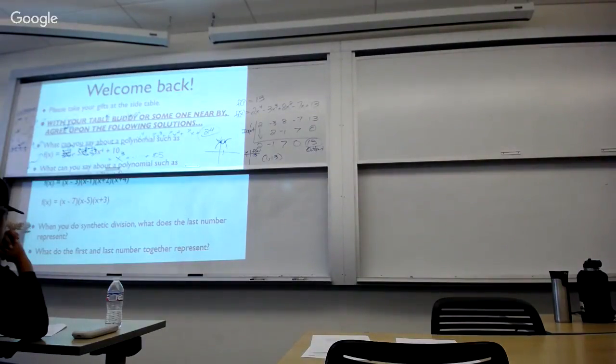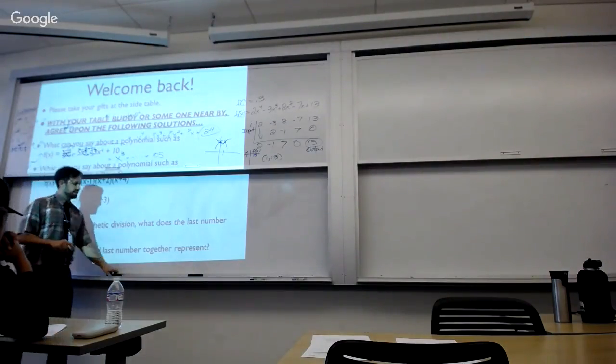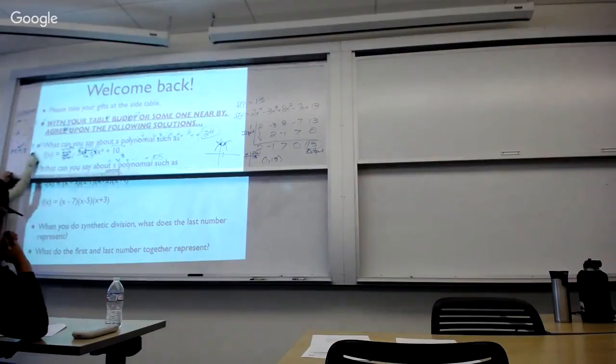When you do synthetic division, what does the last number represent? It's the output of a function. What do the first and last number together represent? Coordinate. All right, so that's what we did last time on Wednesday.